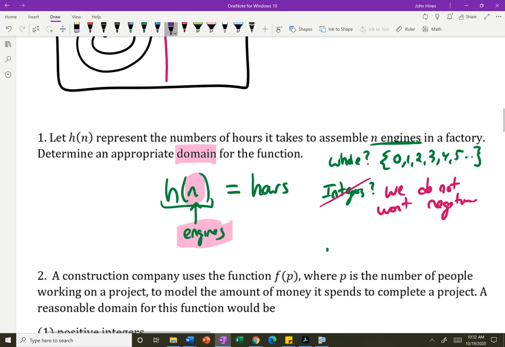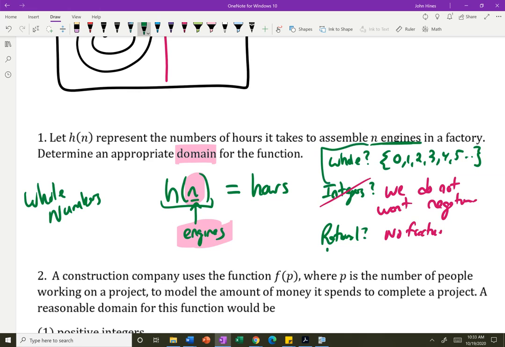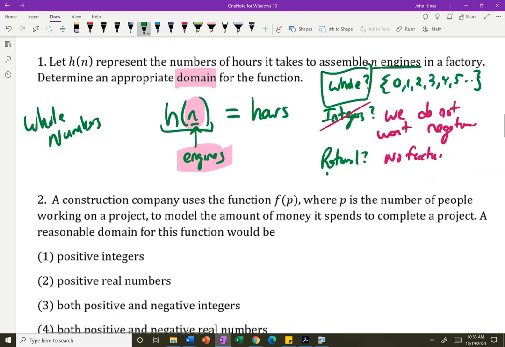And any rational number, any fraction, I'm not making a fraction of an engine. So those also go away. We don't want fractions. So the best set here that we could use is the set of whole numbers, because I'm talking about the input value of n there. So most of the time, I hate to say it, the answer is whole numbers. There's a couple times where it's not.